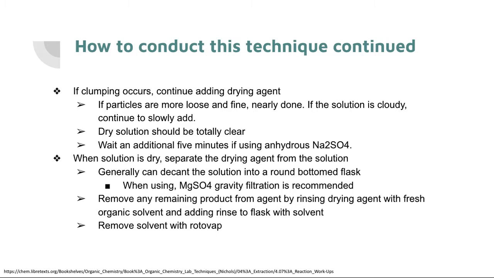Remove any remaining product from the agent by rinsing the drying agent with fresh organic solvent, and then adding that rinse to the flask with the solvent you'd earlier poured off. That helps to rid the drying agent of any product that still might be clinging to it. And then you can remove the solvent with the rotovap.